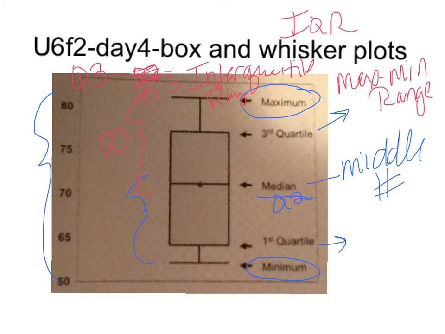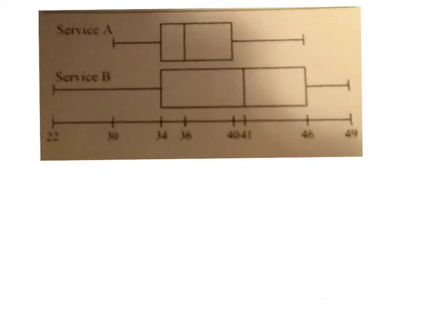So, all right. So here we have service A and service B. Okay, now you notice the number line. It has marks on them, and they're not the same interval, but they're where they should be. Okay, so on this one we have service A, and if you notice, its number goes from about 30 as its min, and 46 is its max.